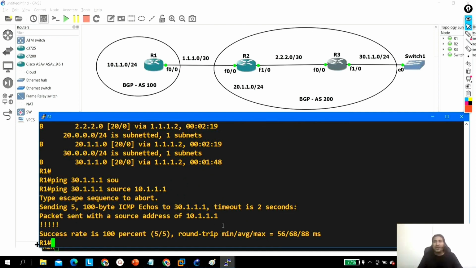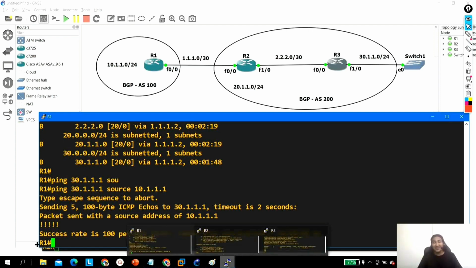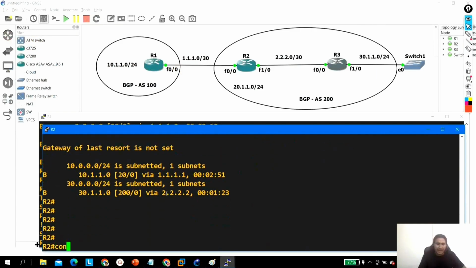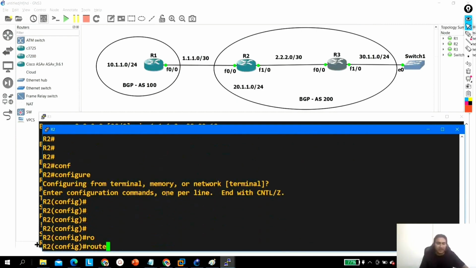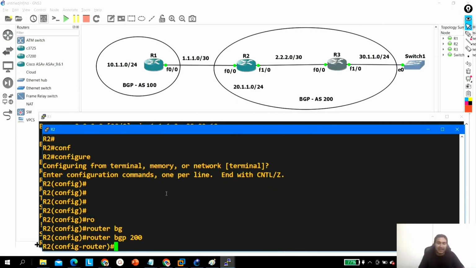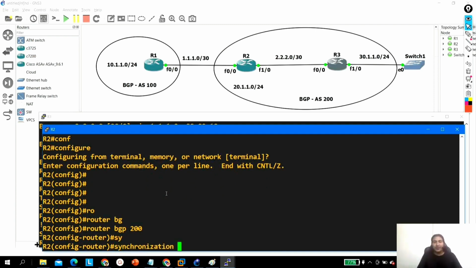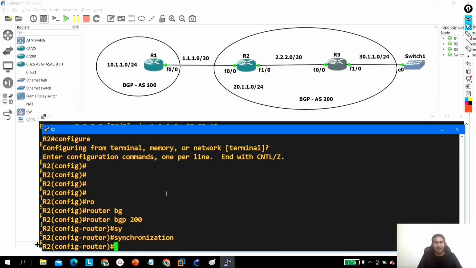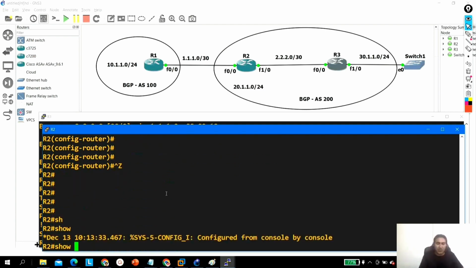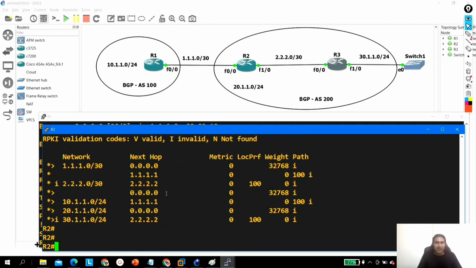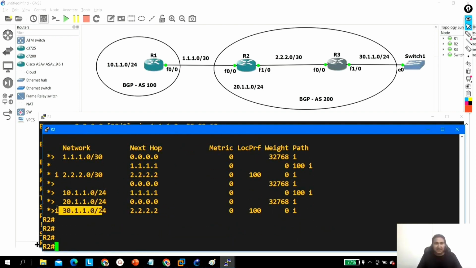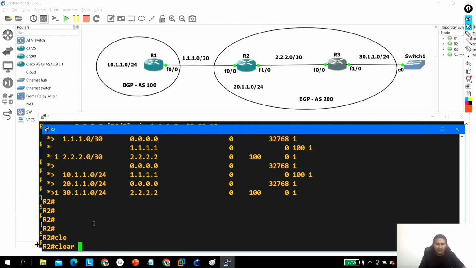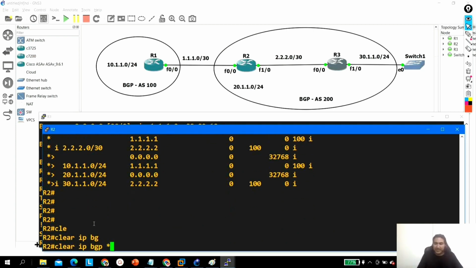Now I am going to enable BGP synchronization rule feature. Okay, so go to router number 2 and in global config mode router BGP 200 and command to enable BGP synchronization is very simple. You need to run this command synchronization. And now if you will check, so IP BGP, so still there is 30 network. Let me clear IP BGP star.